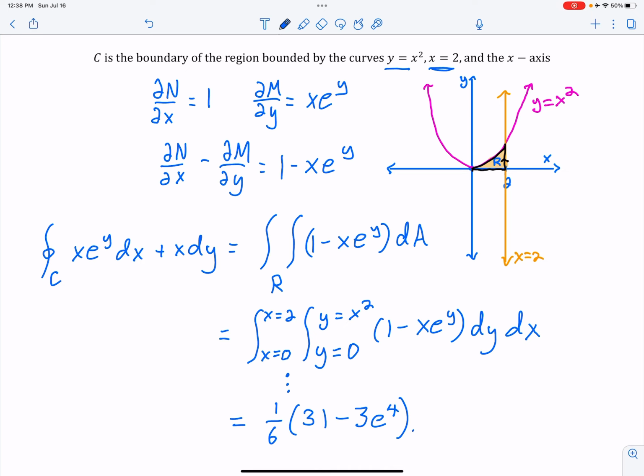I think this method is the most preferred for me. But again, this method is only used when this is a closed, simple boundary, and then the region itself is connected and simply connected. As long as we have that, we can use Green's theorem. It doesn't even require conservativeness.